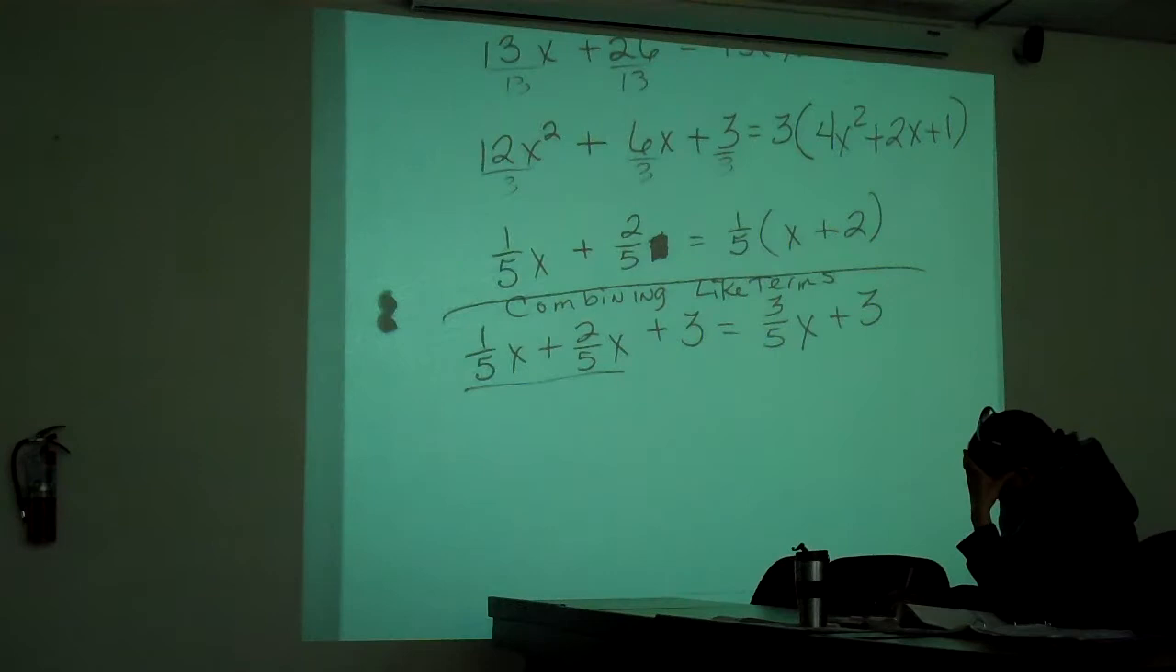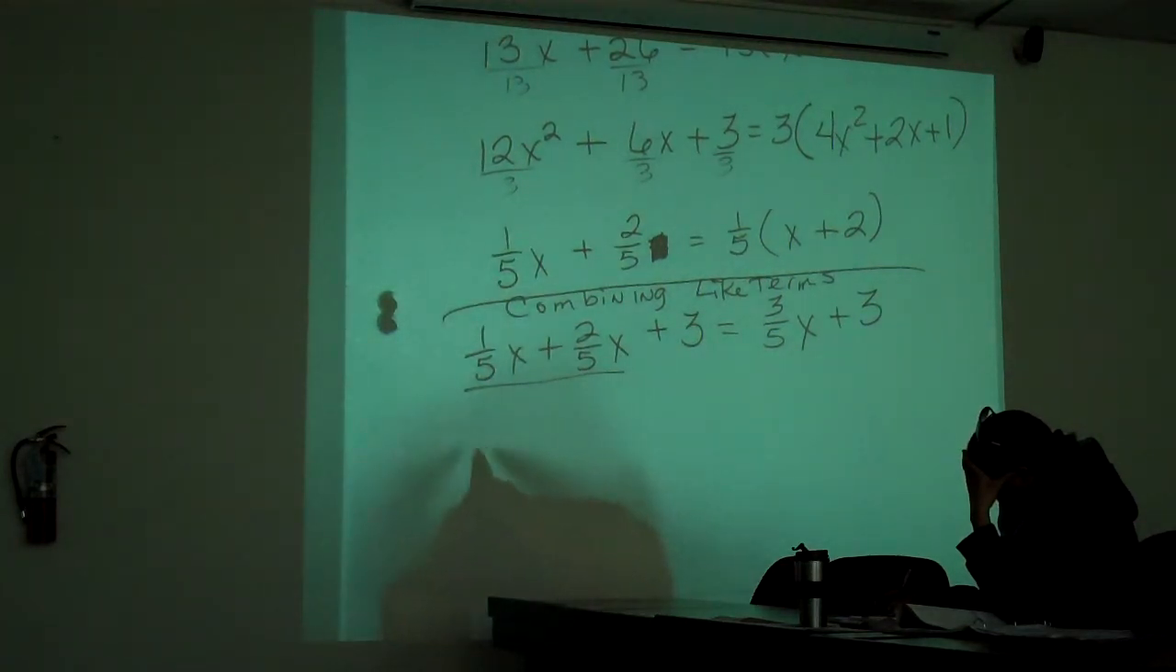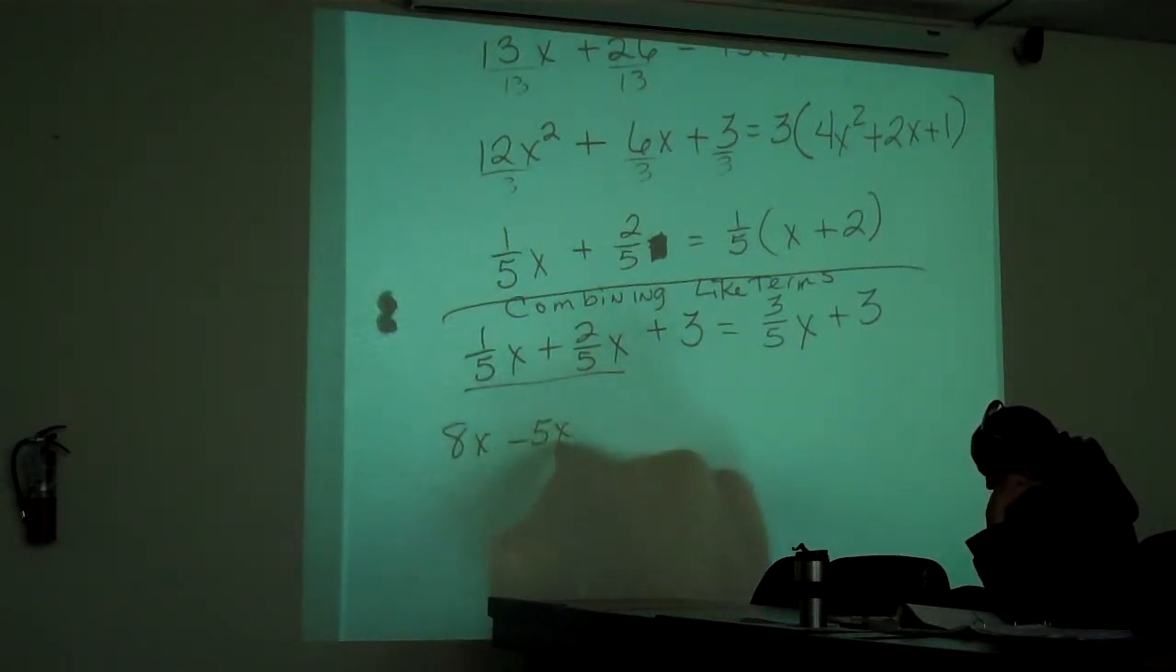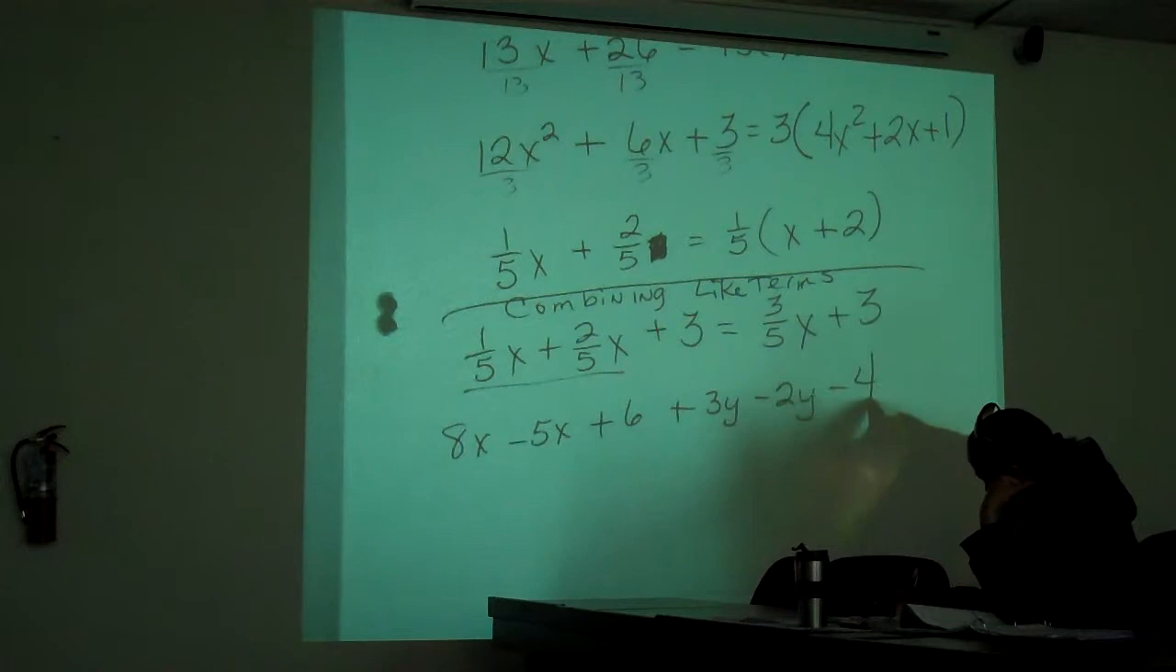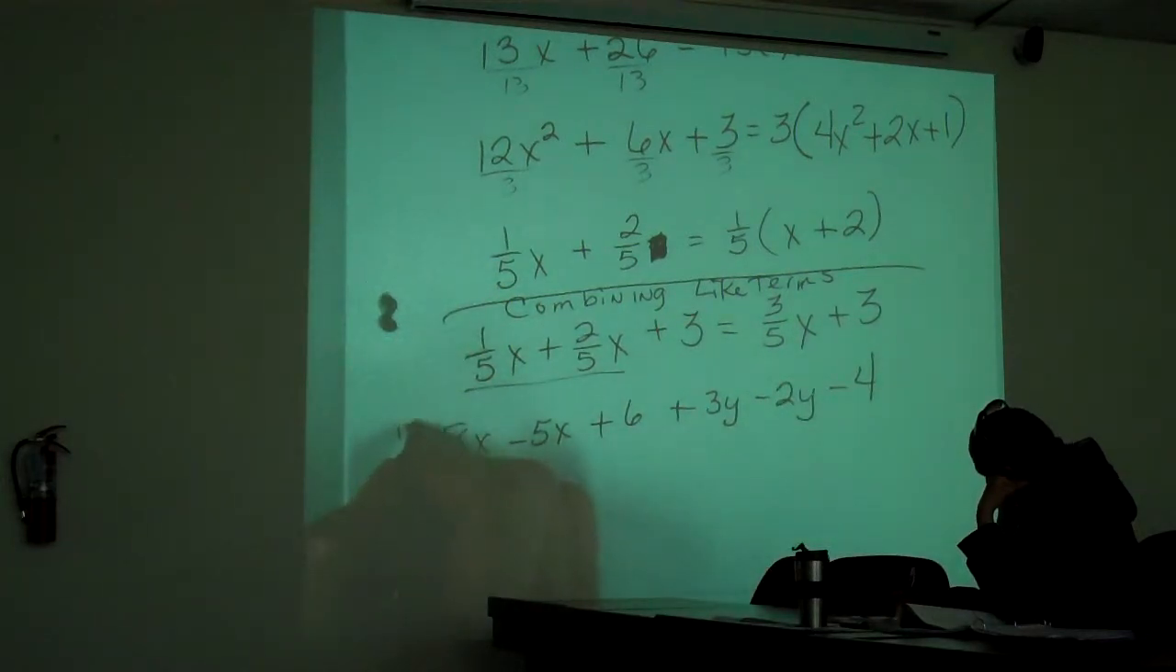Say you have a string of numbers like 8x minus 5x plus 6 plus 3y minus 2y minus 4. That's actually number 120.